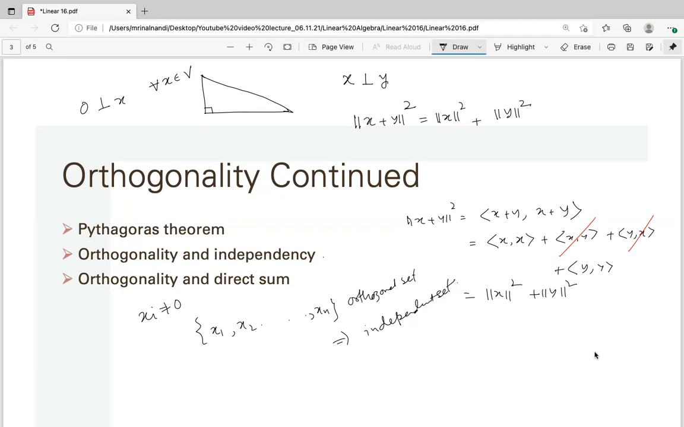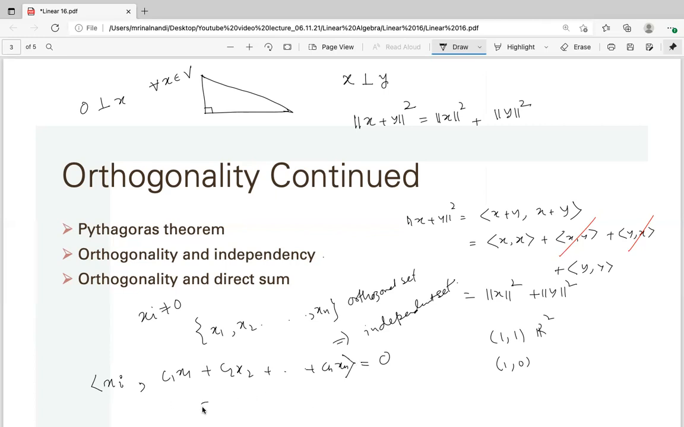But the converse is not true. Independent is not necessarily orthogonal. It is trivial: if you take in R2 just (1, 0) and (1, 1), they are not orthogonal, but these two vectors are independent. But once it is orthogonal, then it must be independent. You can easily prove this by taking C1 x1 plus C2 x2 up to Cn xn equal to the zero vector. Now take the inner product with any xi.